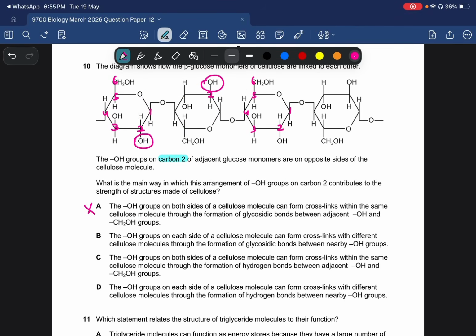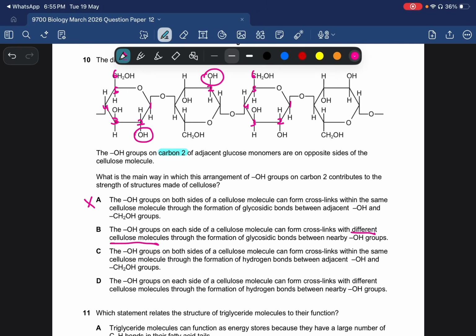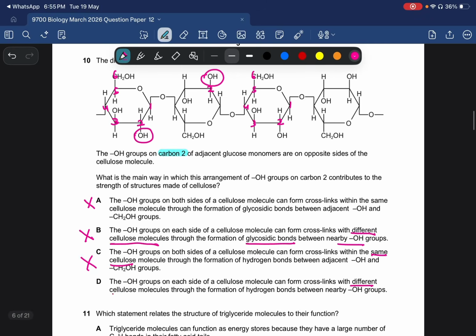So A is wrong. Yeah, with different molecules through the formation of glycosidic bonds between nearby OH groups. No, you're forming temporary hydrogen bonds or strong hydrogen bonds. So within the same molecule, again the same thing. No, with different molecules, nearby OH groups, hydrogen bonds. Right. So D is our answer.